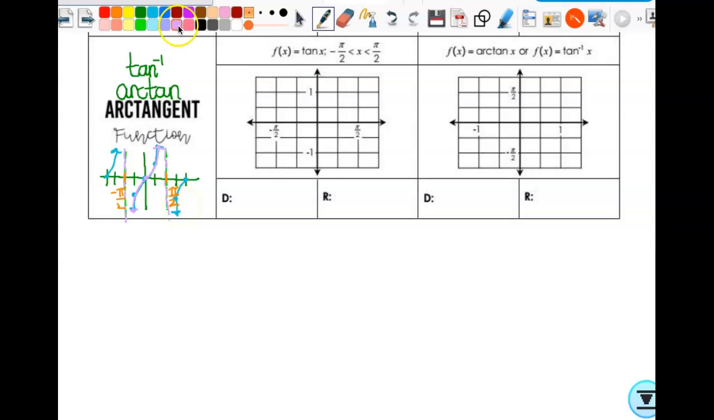All right, so we know that when the angle is 0, the tangent of 0 is 0, tangent of pi fourths is 1, tangent of negative pi fourths is negative 1, and then at pi halves and negative pi halves, tangent is undefined, so we have asymptotes there. So that is what our tangent looks like.